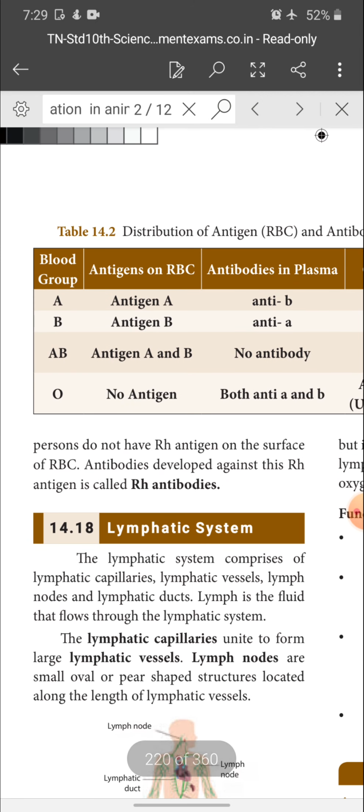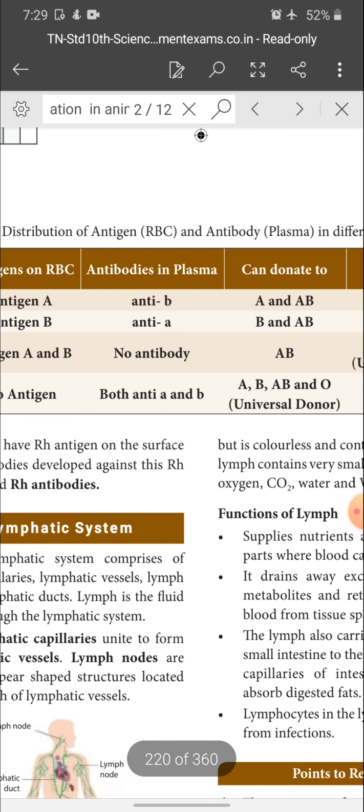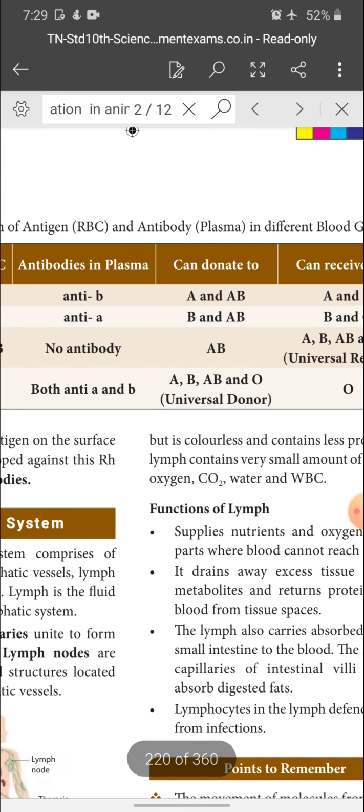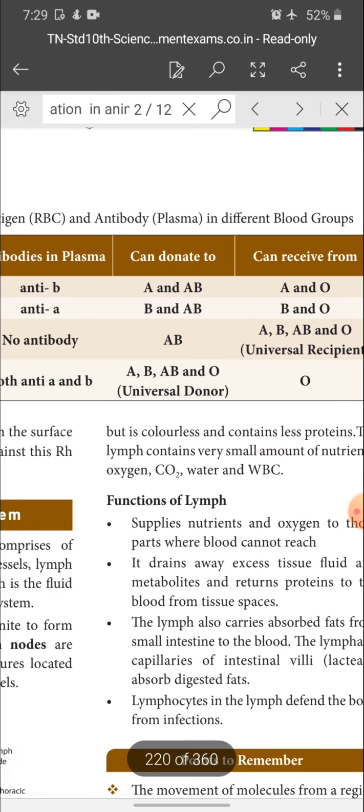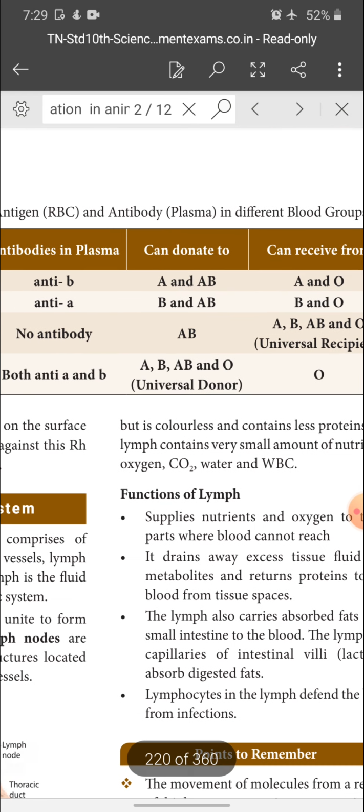And next one is blood group O. They have no antigen on the surface of RBCs. Both anti-A and anti-B are present in the plasma. They can donate to A, B, AB and O. So it is called as what? Universal donor, and they can receive blood from only O, right?